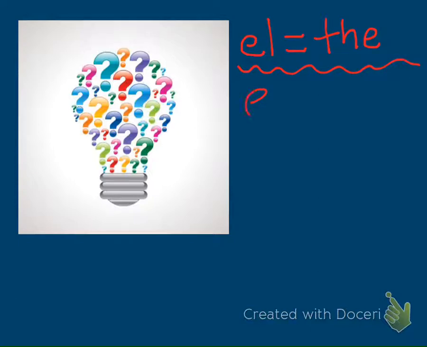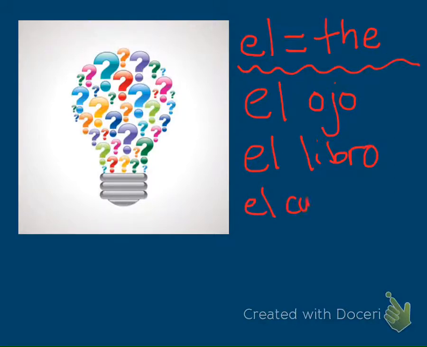And if I write el ojo, the eye, and if I write el libro, the book, and if I write el cuaderno, the notebook, you should notice a certain quality that all of these words have in common. Does everybody have it? Can you see?